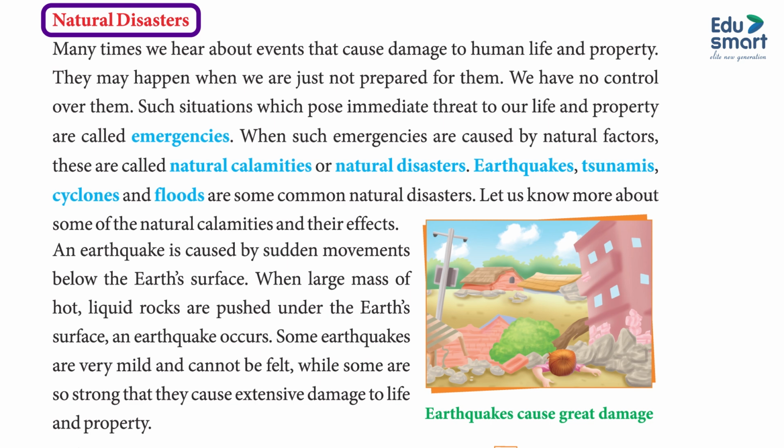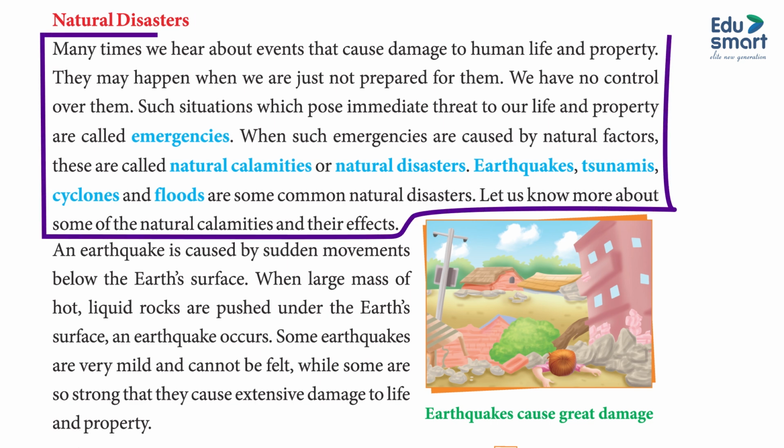Natural disasters. Many times we hear about events that cause damage to human life and property. They may happen when we are just not prepared for them. We have no control over them. Such situations which pose immediate threat to our life and property are called emergencies. When such emergencies are caused by natural factors, these are called natural calamities or natural disasters. Earthquakes, tsunamis, cyclones, and floods are some common natural disasters.